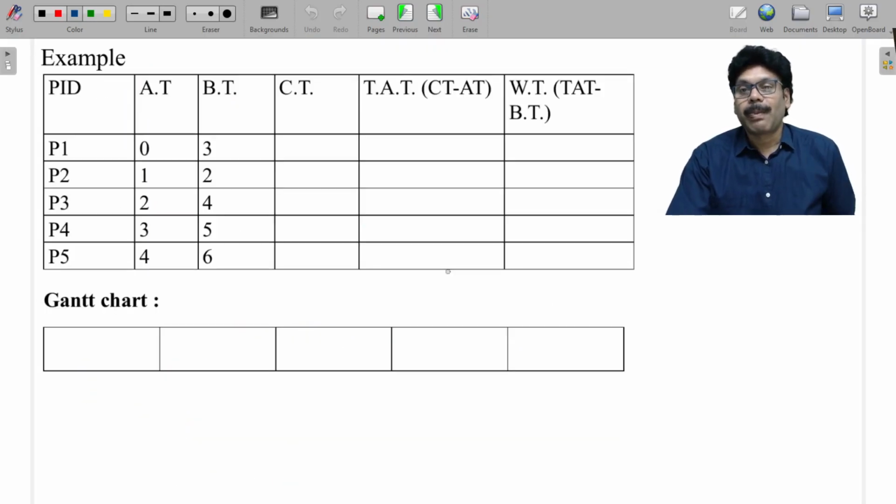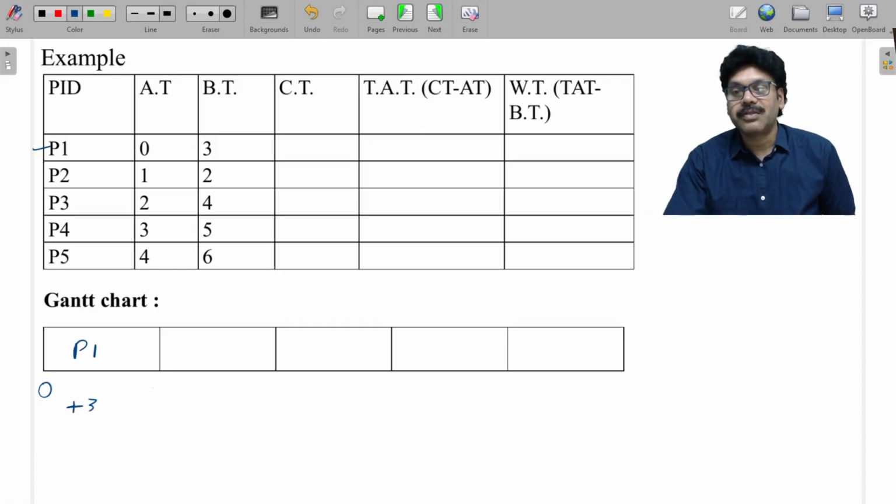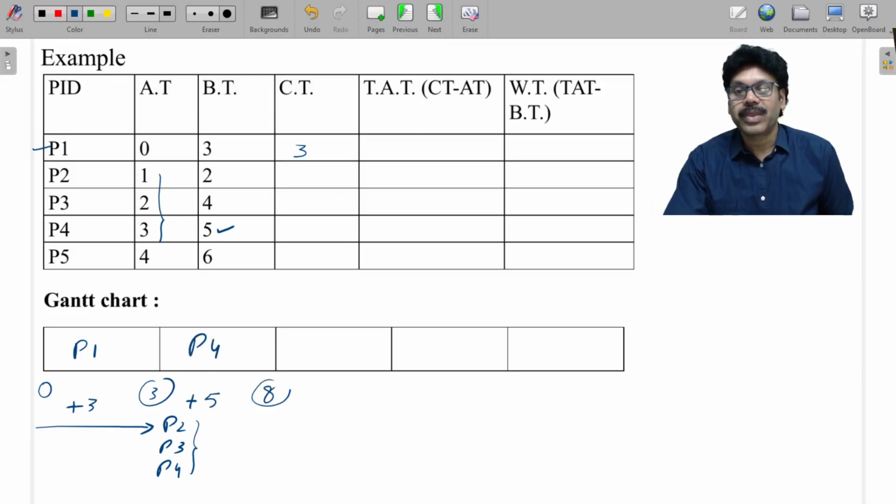So let us do this. At arrival time 0, only one process has arrived, P1. P1 is executed for 3 units of time, and by 3 it is completed. During 0 to 3, how many processes have come to the ready queue? Only 3 processes, P2, P3 and P4. Among these 3, which has the longest burst time? P4 has the longest burst time. P4 is executed for 5 units of time, and by 8 it is completed.